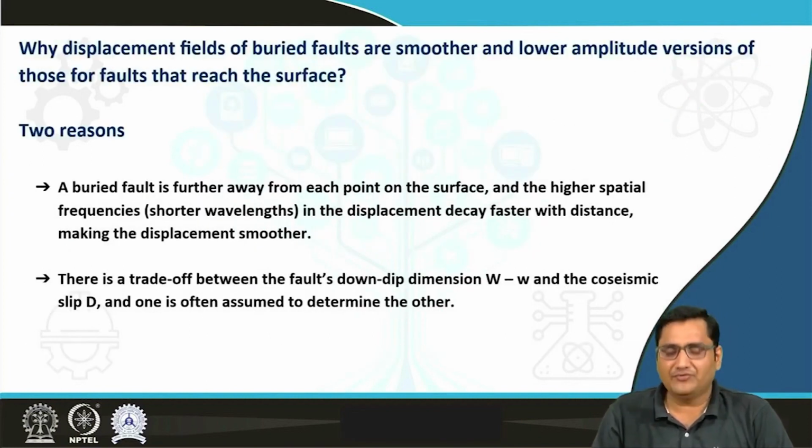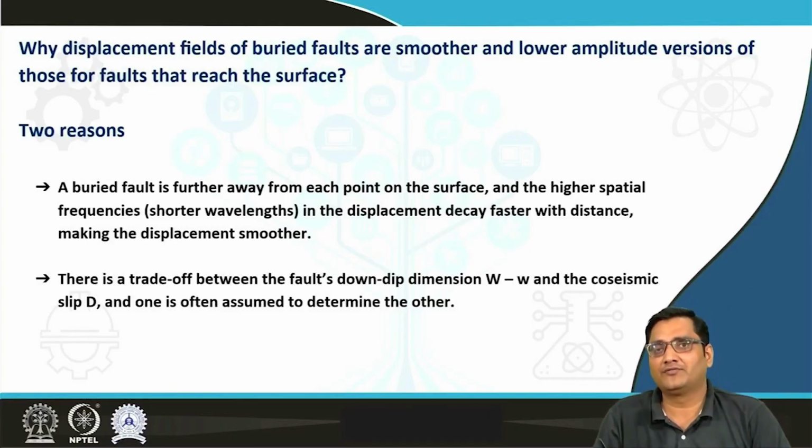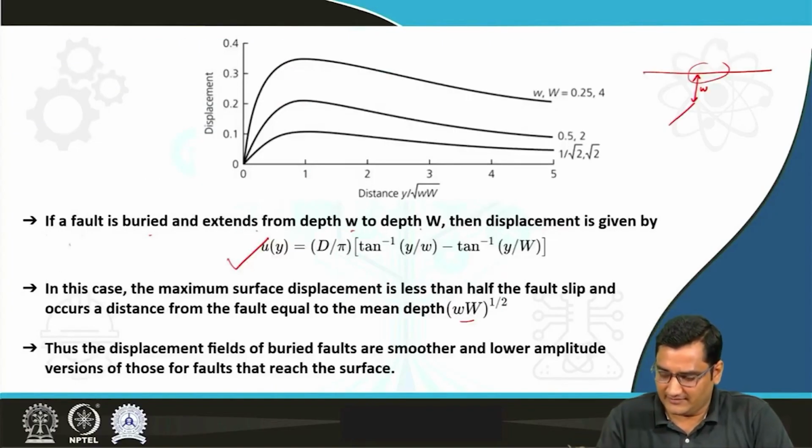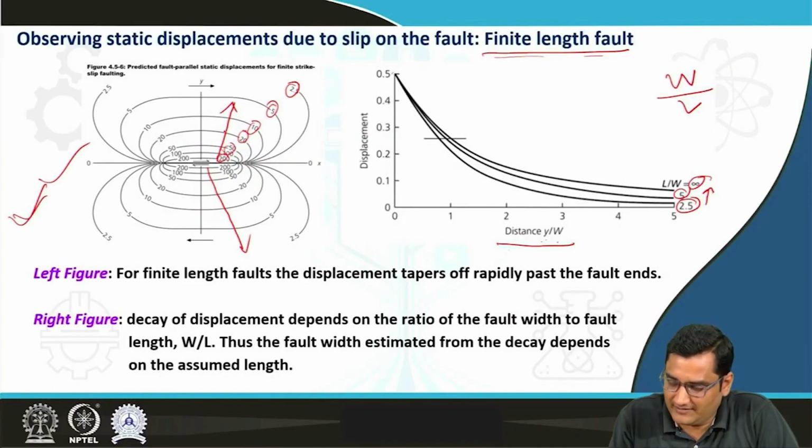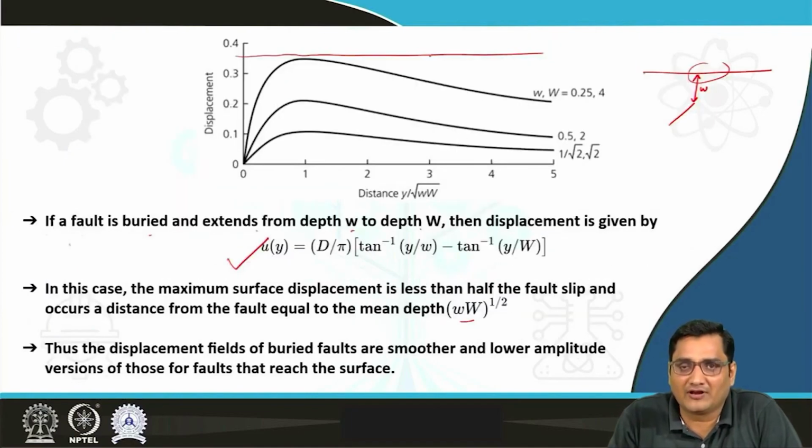Now, the question comes why displacement fields of buried faults are smoother and lower amplitude versions of those for faults that reach to the surface. If you look at this particular figure, you can see the maximum amplitude is around this much, which is less than 0.4. And if you look at this one, the maximum amplitude is around 0.5. So this is smaller and the curve is also smoother.